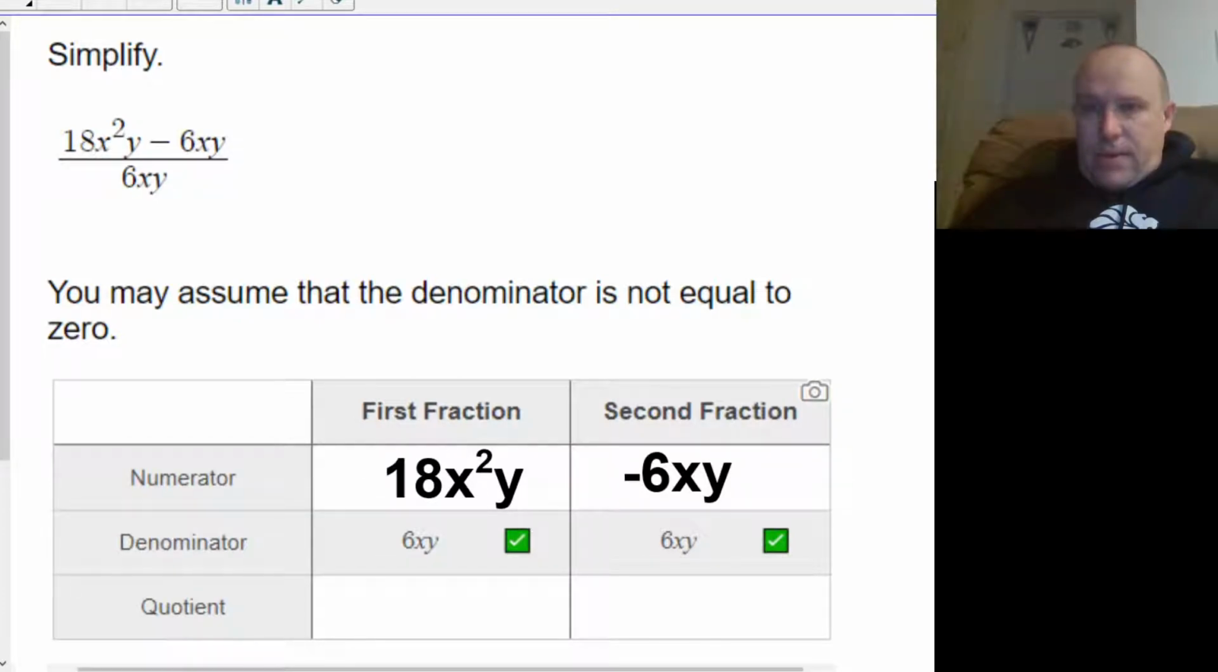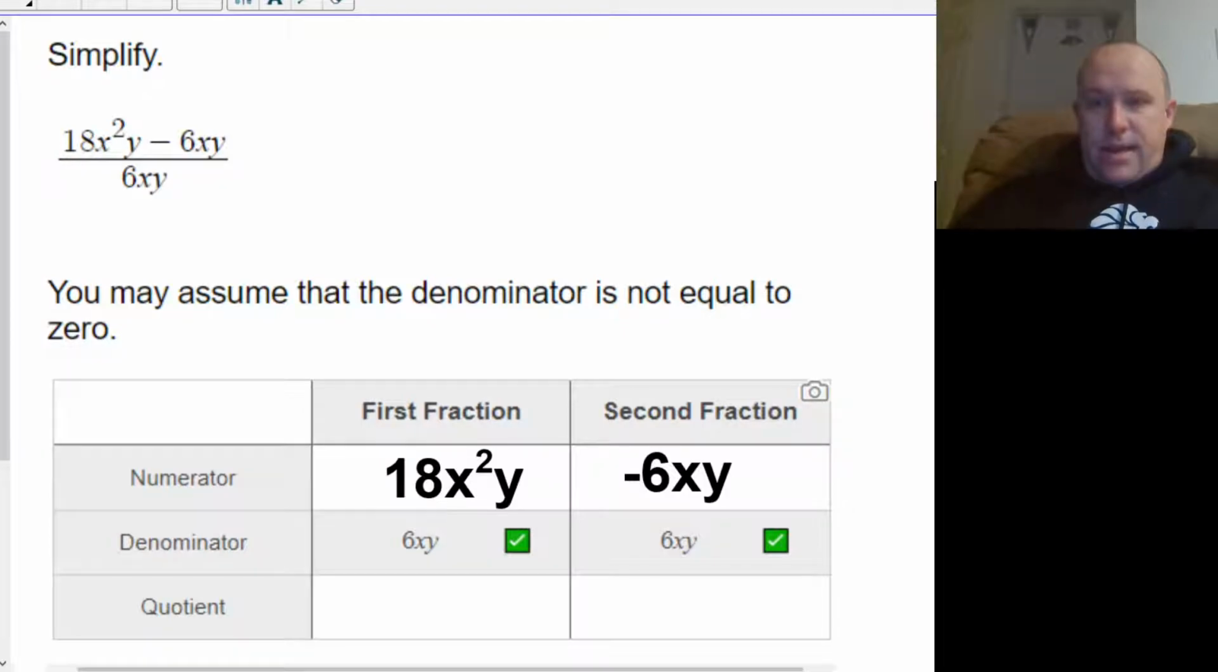So you could do 18 divided by 6, which is 3. X squared divided by x. Remember, when you're dividing, you subtract exponents. If you don't see an exponent, then you should put a 1. So 2 take away 1 is 1, so that would just be x to the 1, which is just x. And if you have the same thing for both, that just cancels. So the y's would actually just cancel for this, and you just get left with 3x.